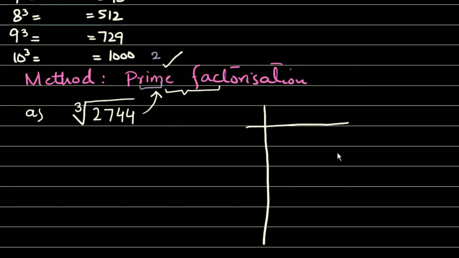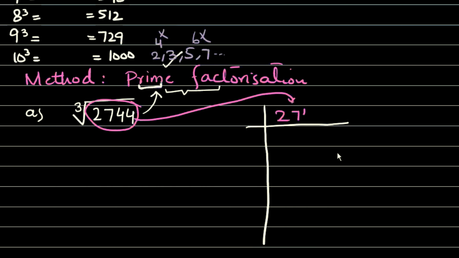Prime means what? 2, 3, 5, 7, and so on, right? You cannot say, okay, I can use 4, I can use 6. No, you cannot use those. All factors should be prime factors, so I will use only these numbers. I will write the number here and start dividing it. And remember, there is a rule for prime factorization: you always start with the smallest prime number first.